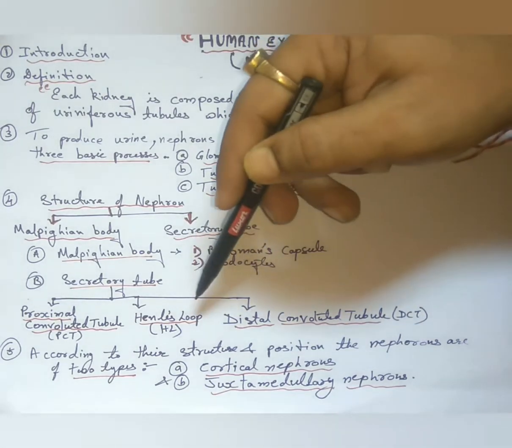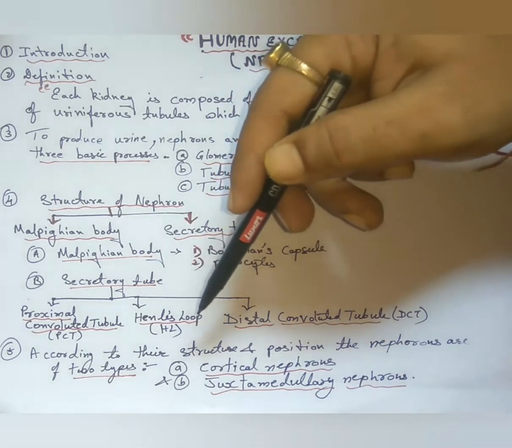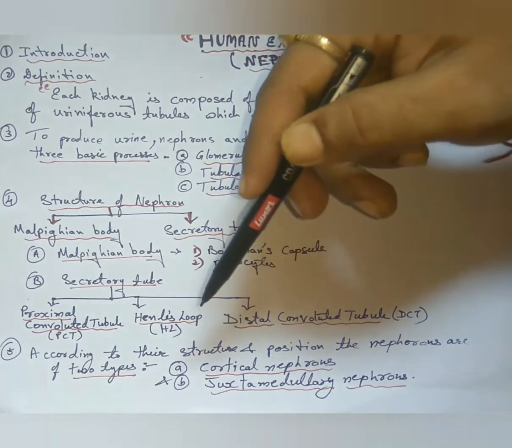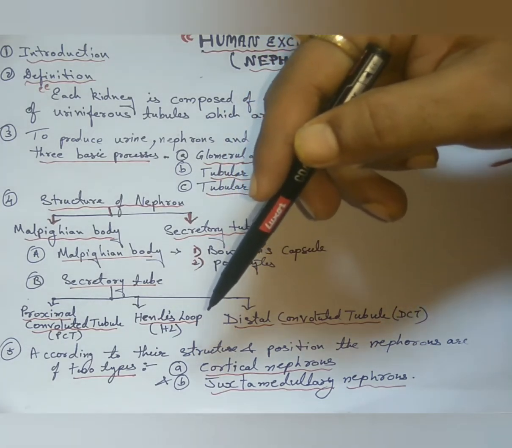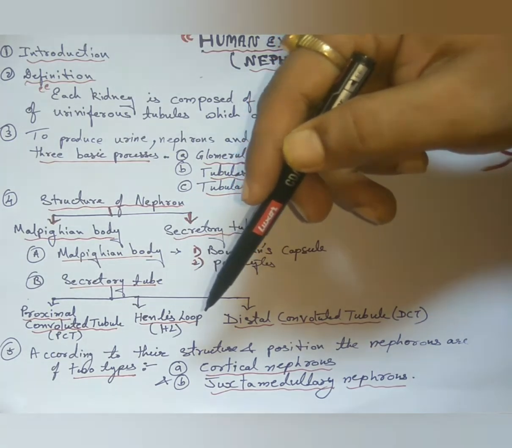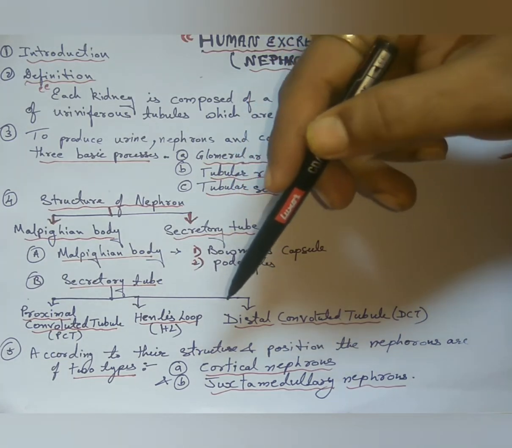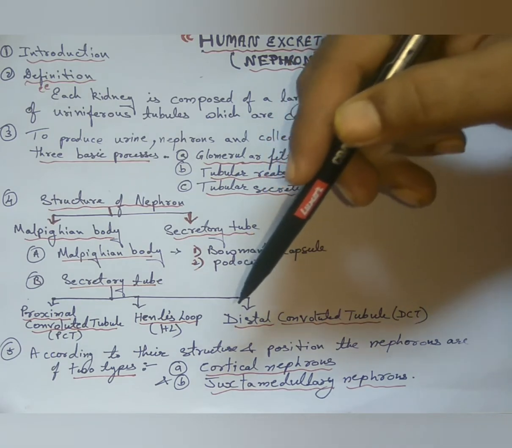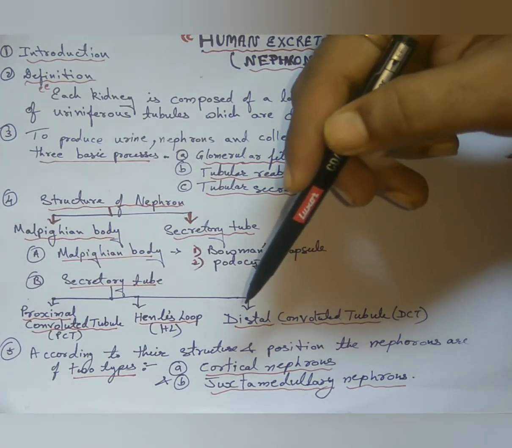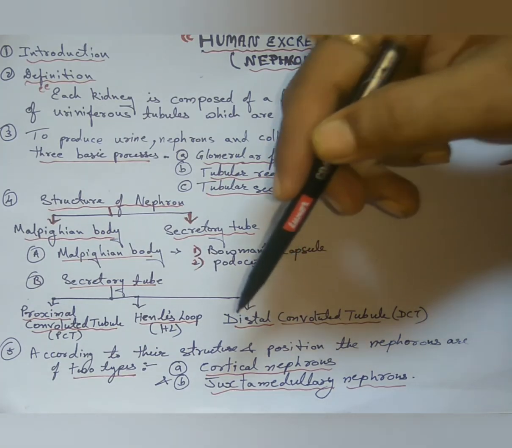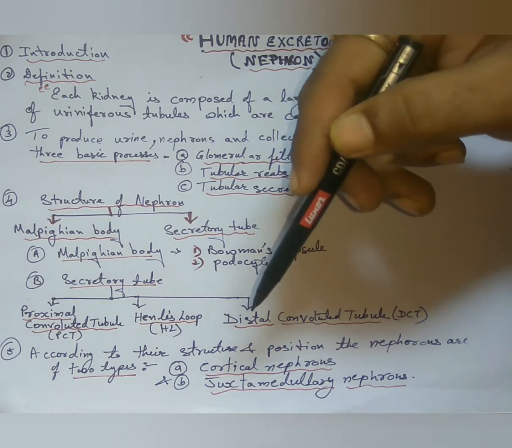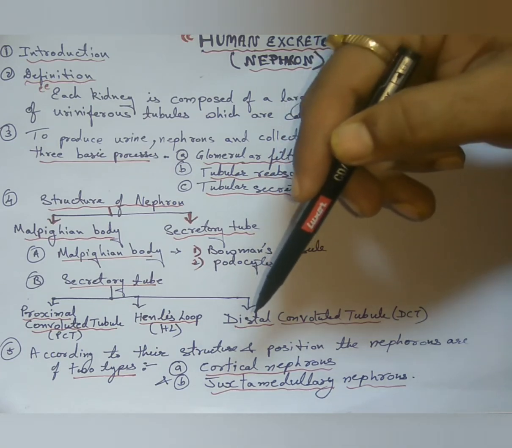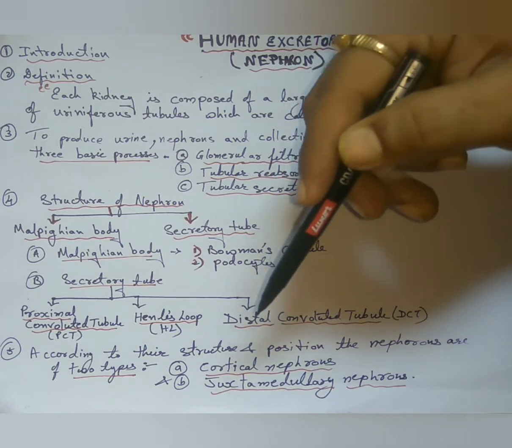Next, Henle's loop. This part of the secretory tubule lies in the renal medulla of the kidney. It forms a U-turn with the help of the ascending limb and descending limb. The walls of the descending limb and the lower end of the ascending limb are very thin and therefore are called the thin segment of the loop of Henle. After the ascending limb has returned part of the way back to the cortex, its wall becomes thick like that of other parts of the tubular system and is therefore called the thick segment of the ascending limb.